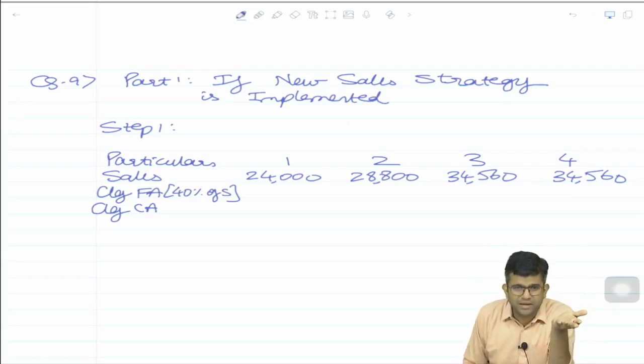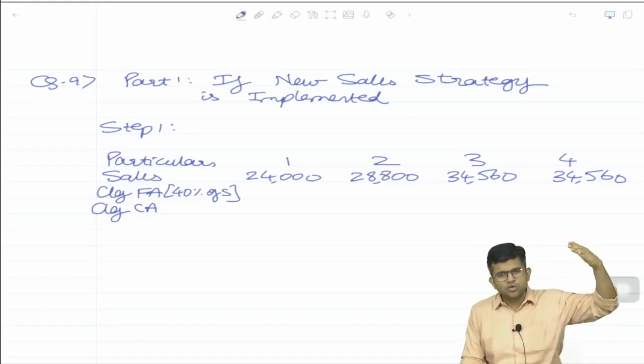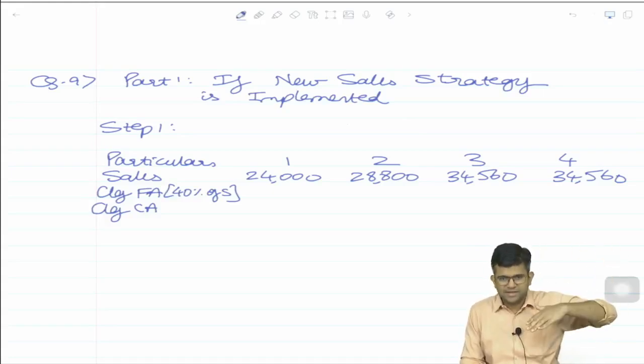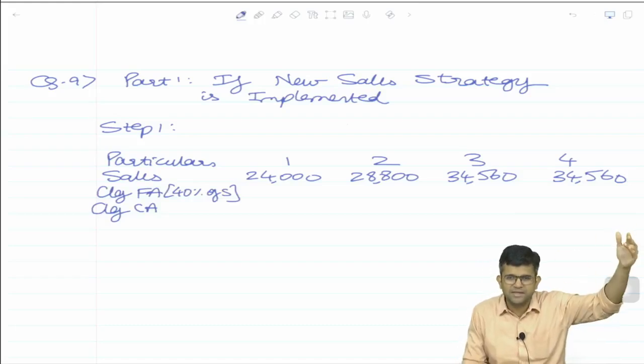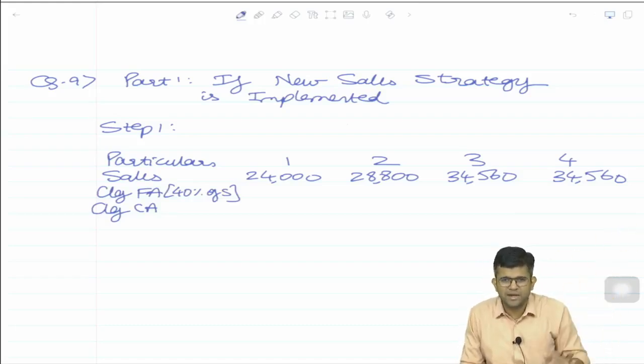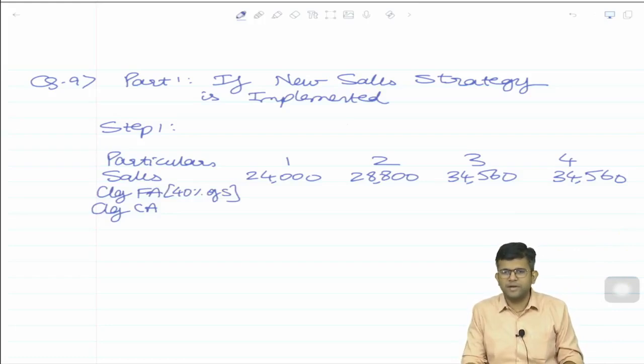I hope you are understanding. But you can go ahead with this 40% also. Sales is 2.5 times of fixed assets, or you say fixed assets is 40% of sales. It is the same calculation. Everyone following till here? So can you please tell me what are your closing fixed assets, please?